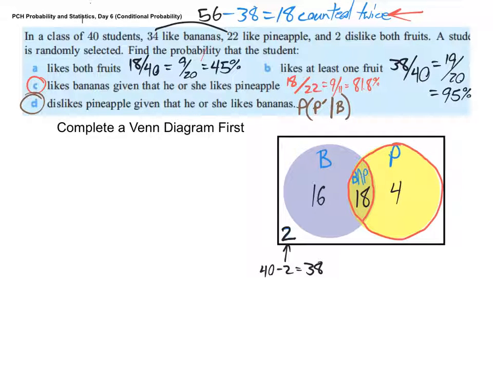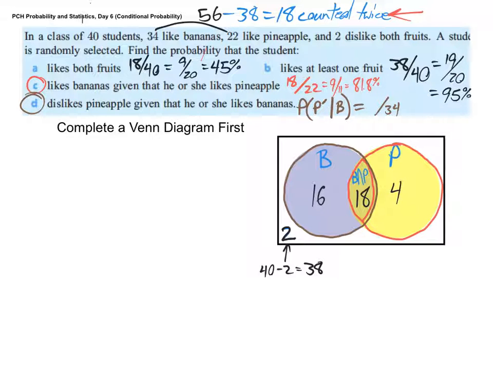Well, let's see. If we like bananas, that means we're limiting our sample space just to these people, right? So it's out of how much? 34. But doesn't that cancel it because they're saying they don't like pineapple? Well, look in this circle. How many of these 34 people do not like pineapple?